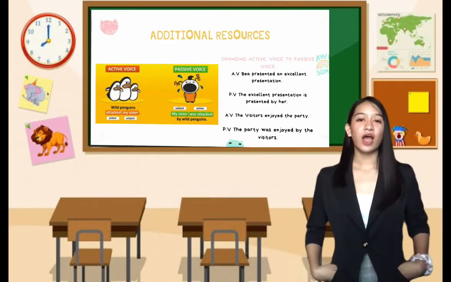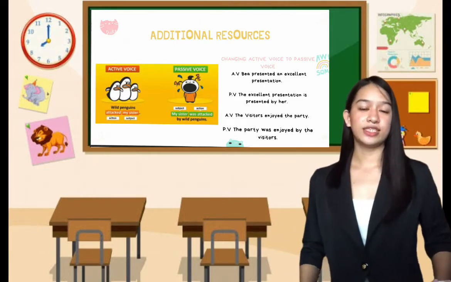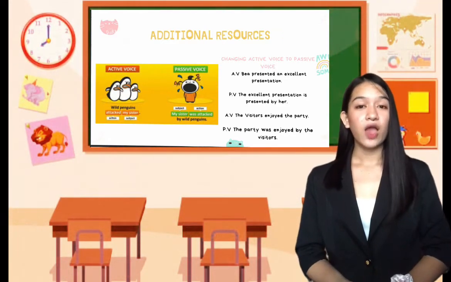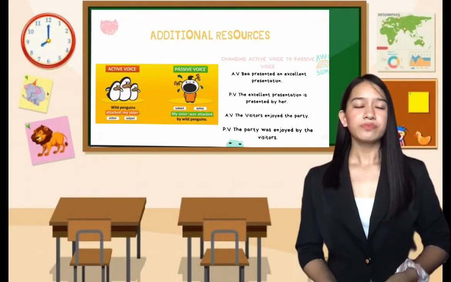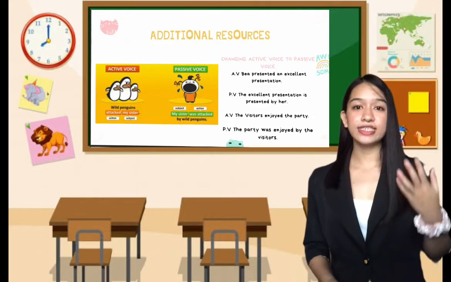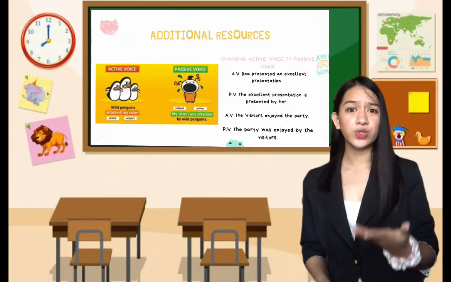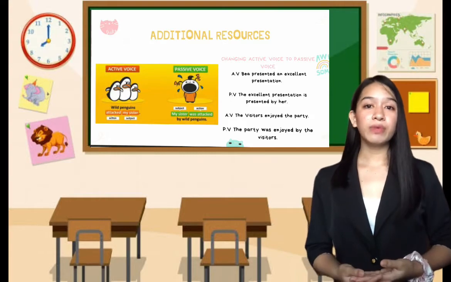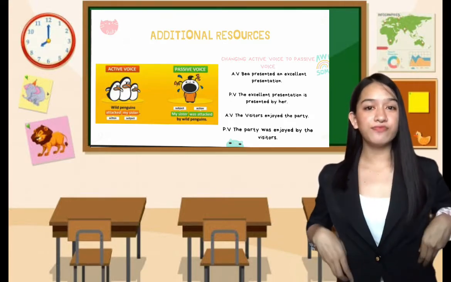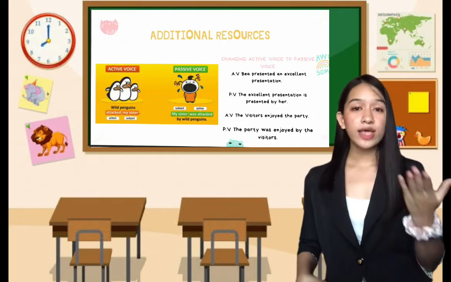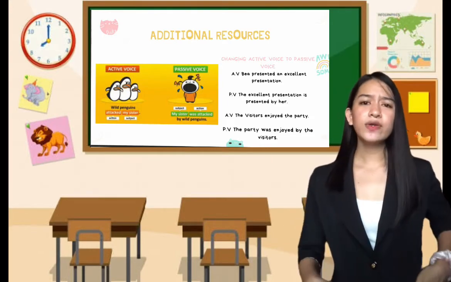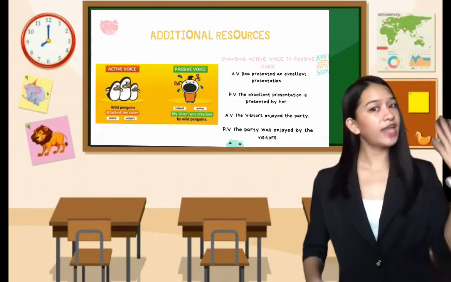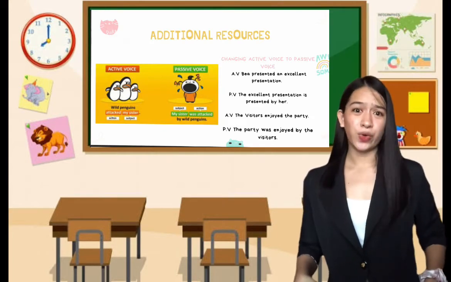So now, in our second example, here it is, which is the active voice. The visitors enjoyed the party. As we can see in the example, the visitors is a doer, which is they really enjoy the party, which is the action. So yes, now we will exchange it to the passive voice. So now the party was enjoyed by the visitors. As you can see in the example, the visitors is the receiver of an action, which is they enjoyed the party.